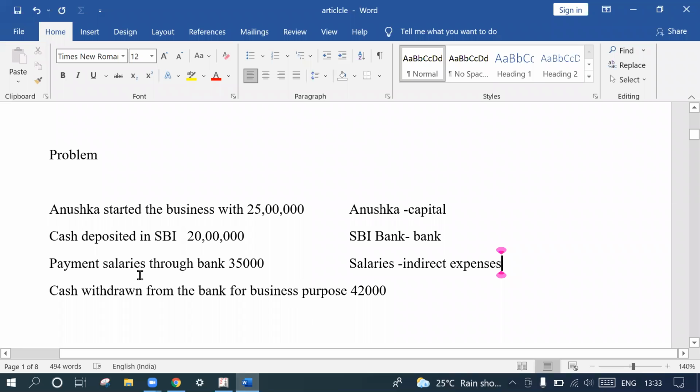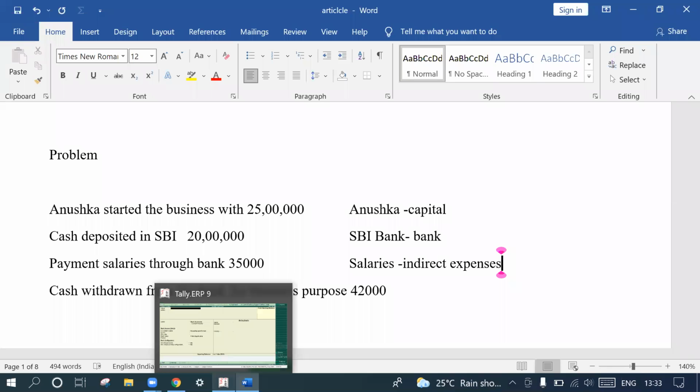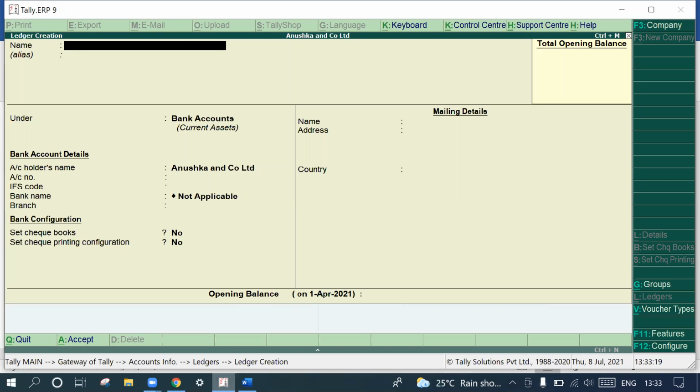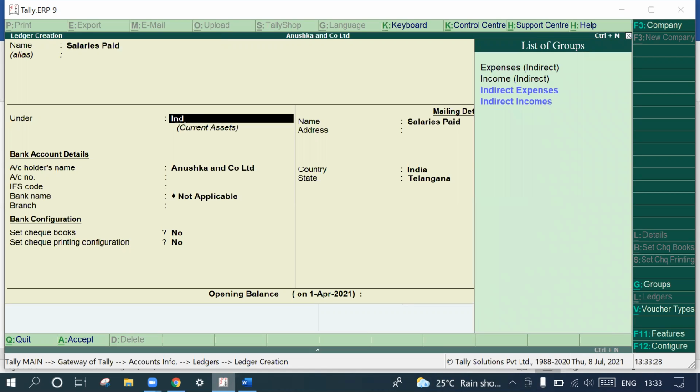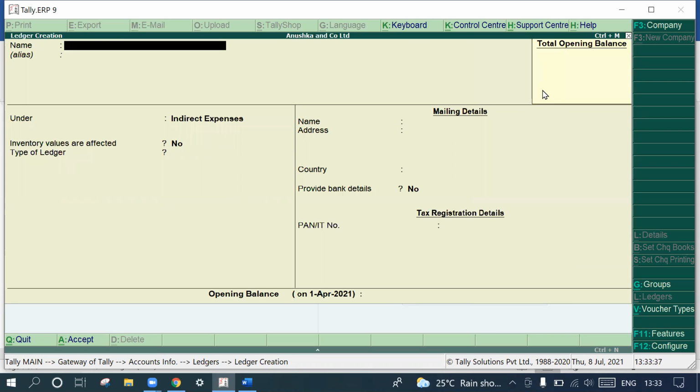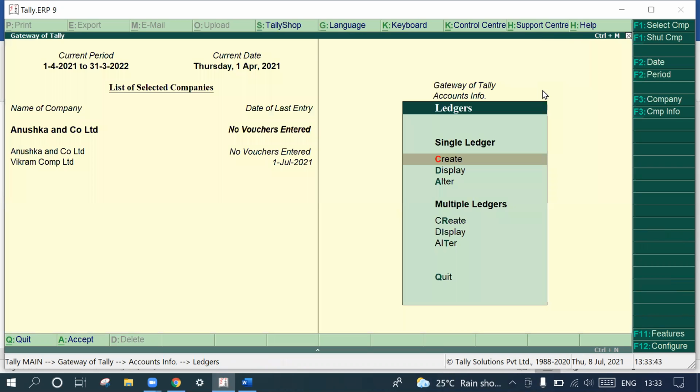Next, the fourth one is salaries, under indirect expenses. Salaries are indirect expenses because we have paid salaries to other employees in our company. So simply salaries paid, under indirect expenses, enter, or escape. Okay.